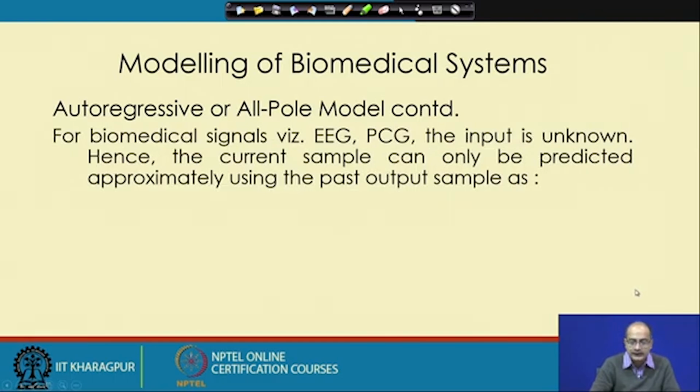For biomedical signals, this AR model is more common or more prevalent. The primary reason is that the input is unknown. For EEG, PCG, and all such cases, the inputs come from internal body parts which are difficult to capture. So, the input is unknown. What we observe in a non-invasive way, the EEG or PCG, is only the output. So, it is easier to model them with the AR model, which is the most suitable vehicle.